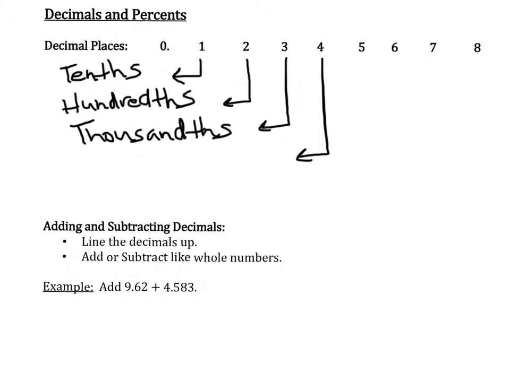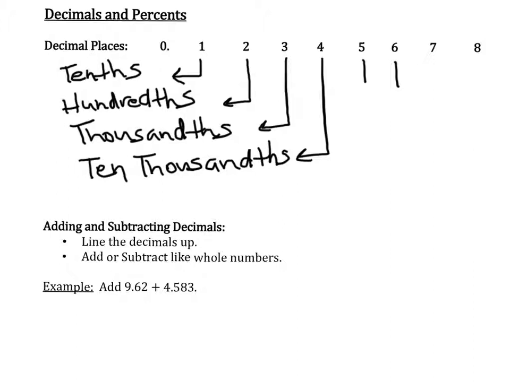And as you can guess, it's going to continue to repeat itself. Kind of like after ones, we go tens, hundreds, thousands, ten thousands, hundred thousands when we're talking about whole number places. All right, but I'm going to basically stop here. We have ten thousandths, hundred thousandths, millionths, ten millionths, and so on and so forth. Those are our decimal places.